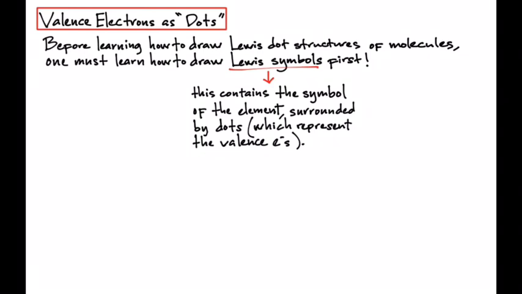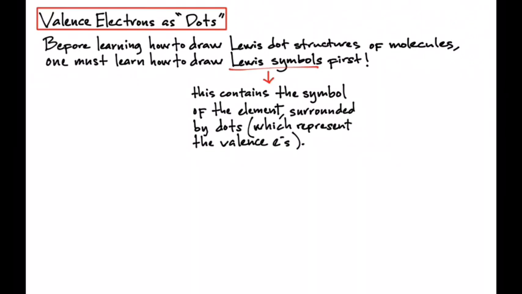Earlier we mentioned that the Lewis theory is the simplest bonding model. And before you can learn how to draw the Lewis dot structures of any molecules, first you need to understand and learn how to draw Lewis symbols. Lewis symbols are basically the symbol of the element surrounded by dots. And the dots represent the valence electrons, the number of valence electrons. Just a quick recap here. The number of valence electrons for a given element is determined by the element's group number. For example, elements in group 1A will have 1 valence electron.